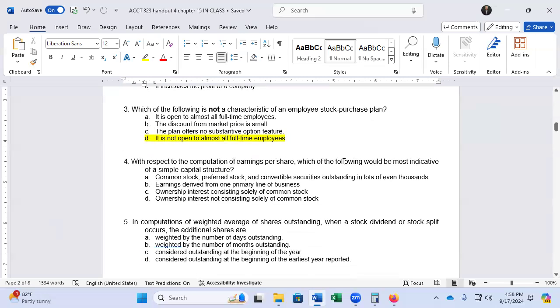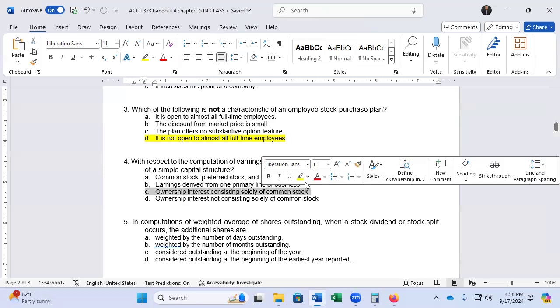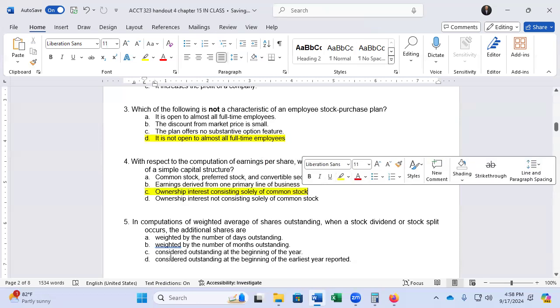With respect to computation of earnings per share, which of the following would be most indicative of a simple capital structure? We're talking about earnings per share in this chapter, and we've got diluted earnings per share and standard earnings per share. If you have only standard earnings per share, it means you have no other dilutive securities. If your ownership only consisted of common stock, there would be no other dilutive securities. If you have warrants, convertible bonds, and other structures, you potentially have dilutive properties.